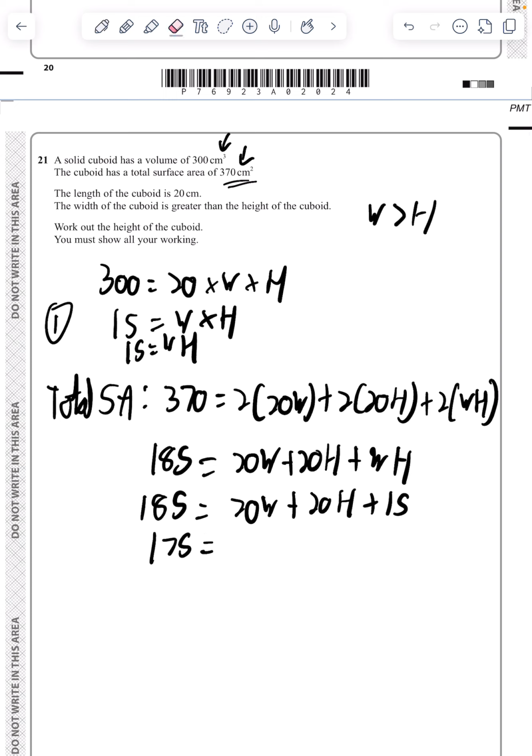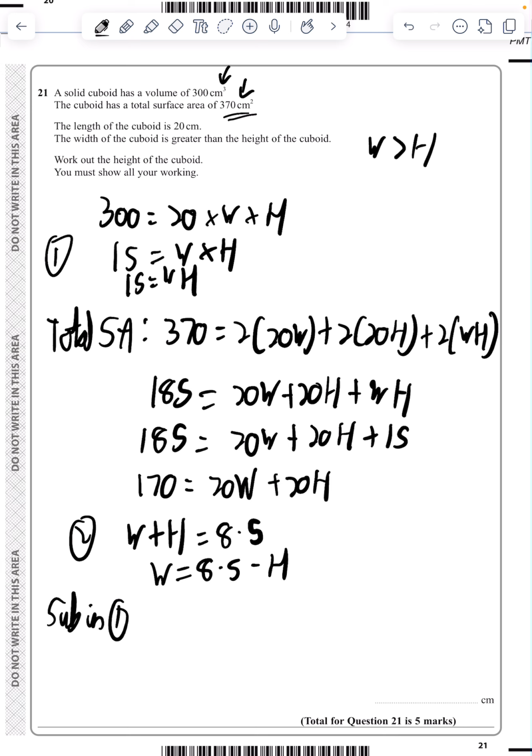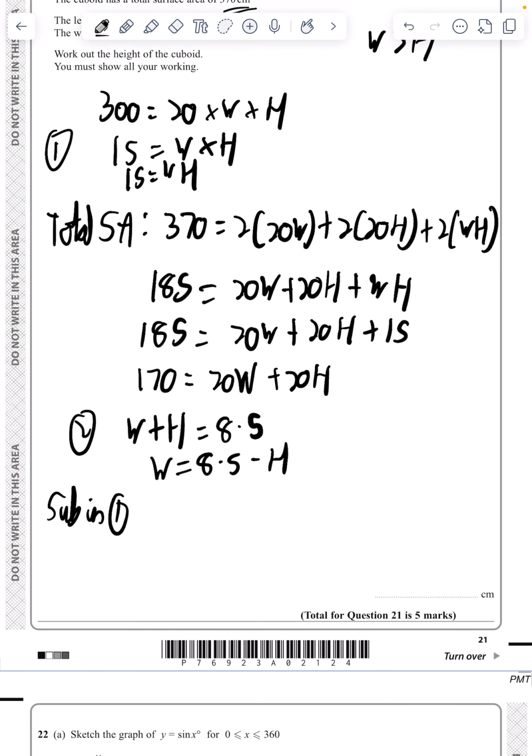Divide by 20 as well. 20 goes into that. 8.5 is 8.5. No, I can still use this equation. 15 is, you know. Also, what I would do is rearrange. This is the second equation. So rearrange. Sub in the first. Whenever it's two unknowns, more than 90% of the time it ends up being simultaneous.